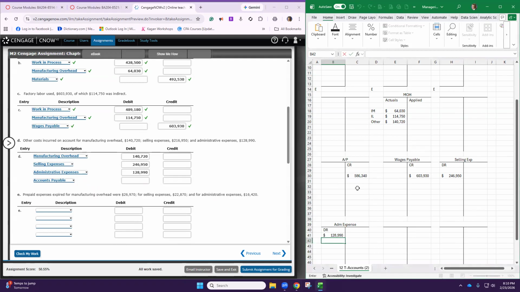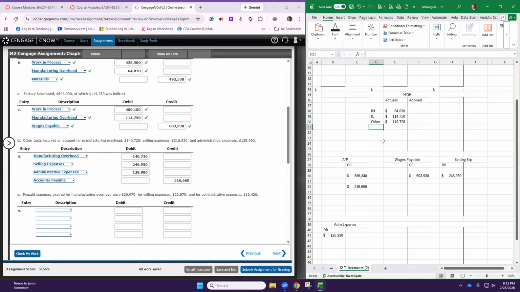Accounts payable. So let me add these up. All right, so we've got other manufacturing overhead. Whoops. Equals other manufacturing overhead plus selling expense plus admin. Those three get added together. I got 516,660. Okay, so 516,660. There it is. Okay, now prepaid expenses expired for manufacturing overhead.